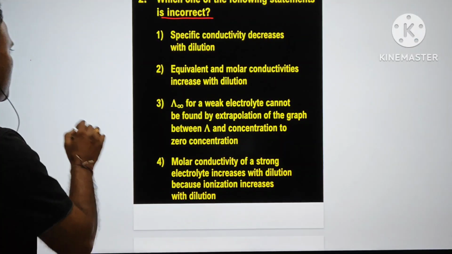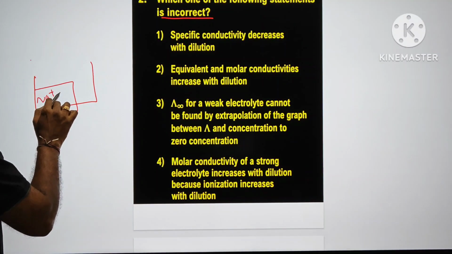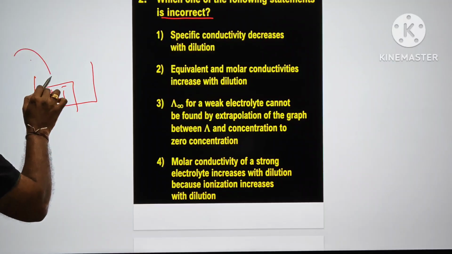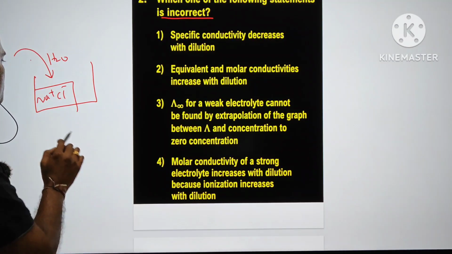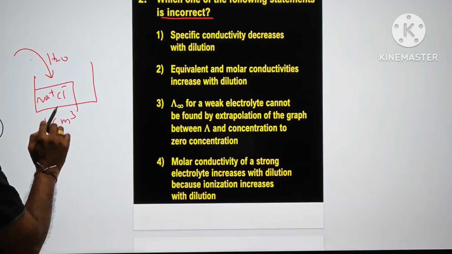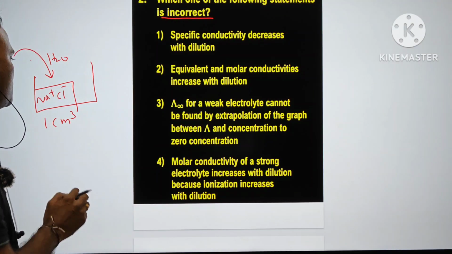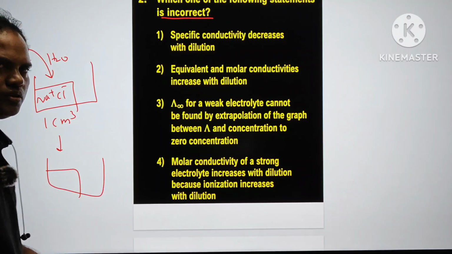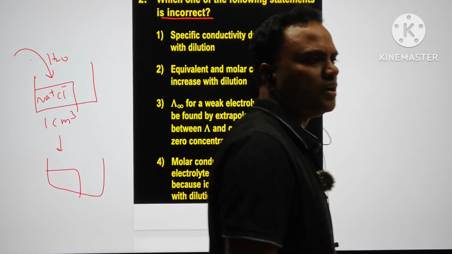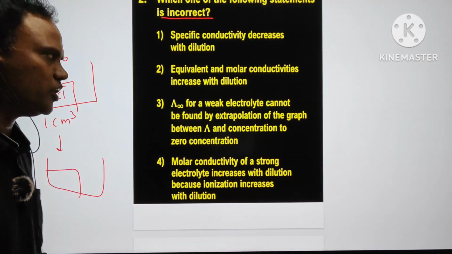In that specific area, what I explained. For example, this is a specific area with Na positive and Cl negative. When you add water, what happens? Water washes the ions from this specific area. This is a 1 centimeter cube area. After adding water, ions will move from this place to this place, and there is no ion left here. So in that particular area, the number of ions is decreasing, so specific conductance decreases. I already gave this point.